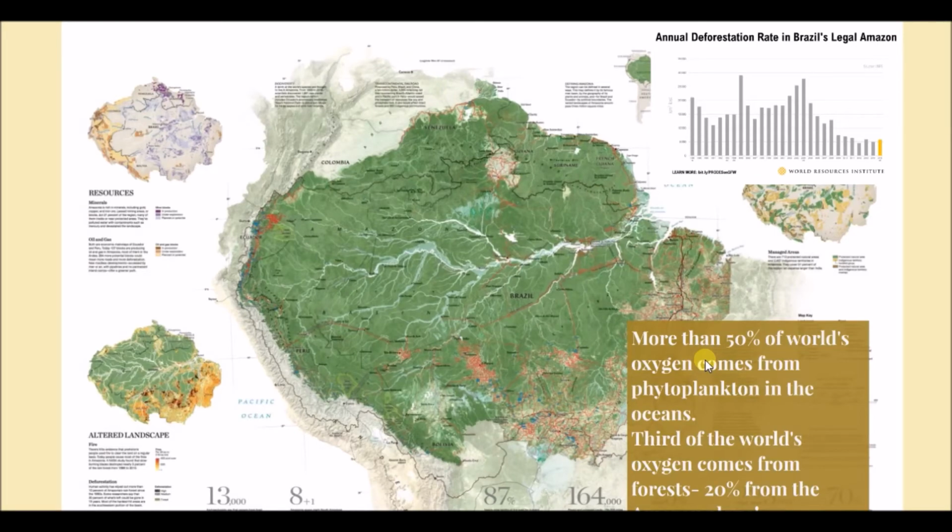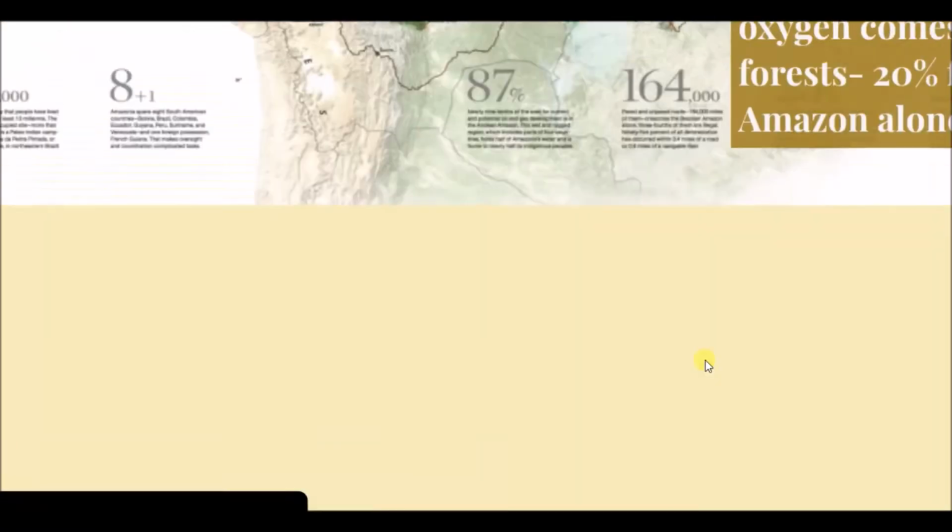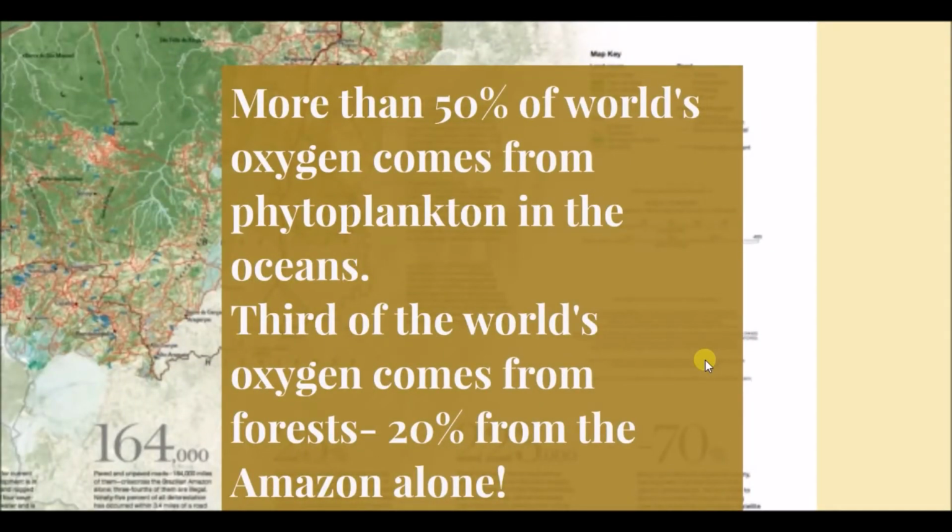So more than 50% of the world's oxygen actually does not come from trees. A lot of people think most of the oxygen comes from trees, but about 54-ish% of all the world's oxygen actually comes from tiny little organisms called phytoplankton that live out in the oceans. But a third of the world's oxygen that's replenished in the atmosphere all the time comes from our forests, with 20% solely coming from the Amazon rainforest alone.